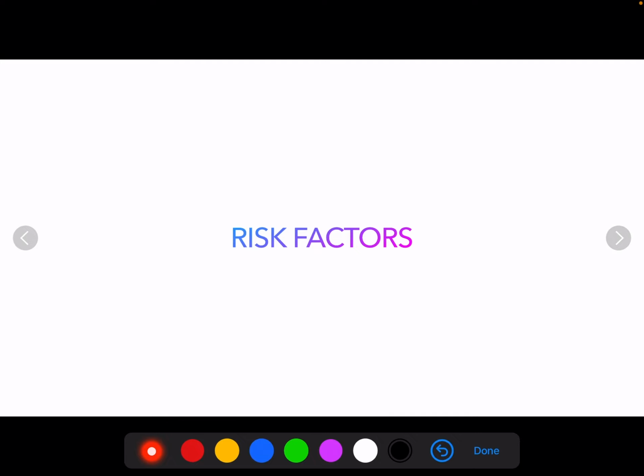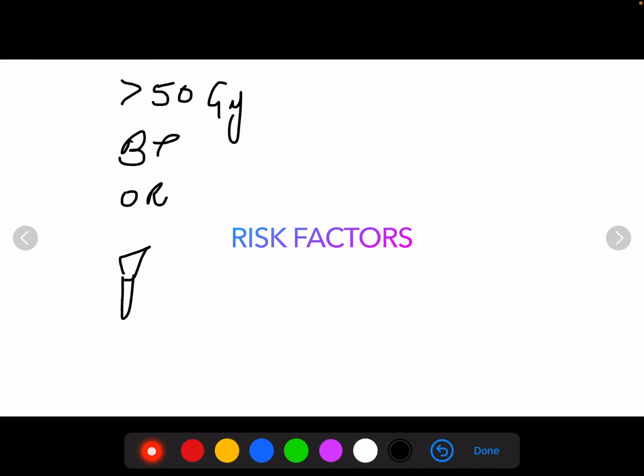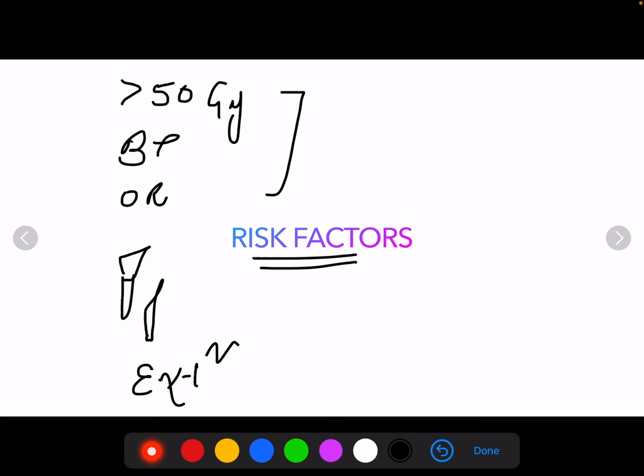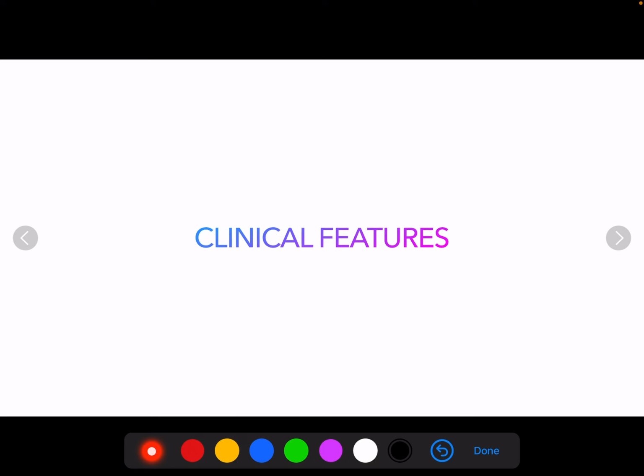For the risk factors: radiation of more than 50 Gray, brachytherapy, ortho-voltage radiations, advanced cancer and recurrent cancers, also caries or mobile teeth, any bony spicules, and extractions performed during or immediately post radiotherapy.